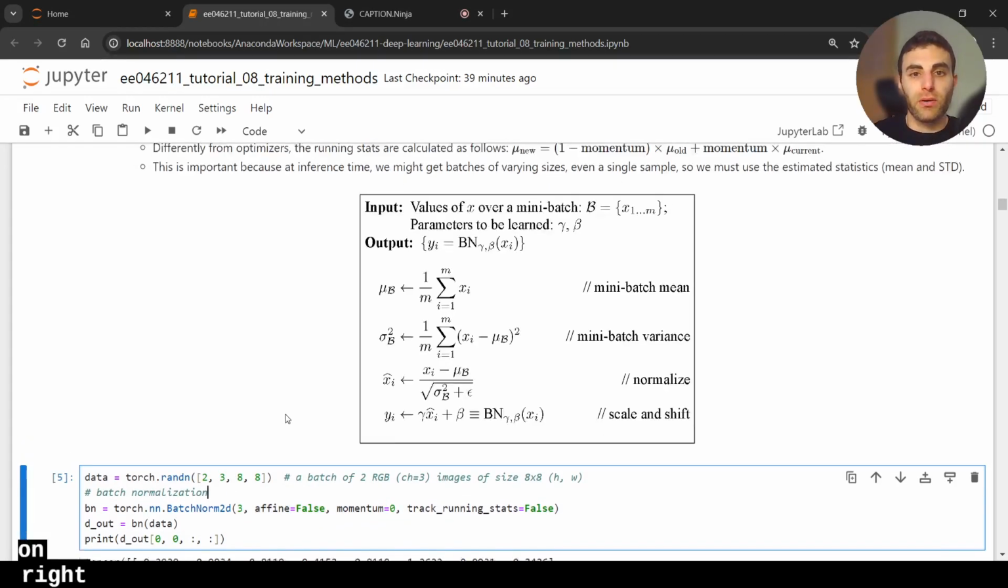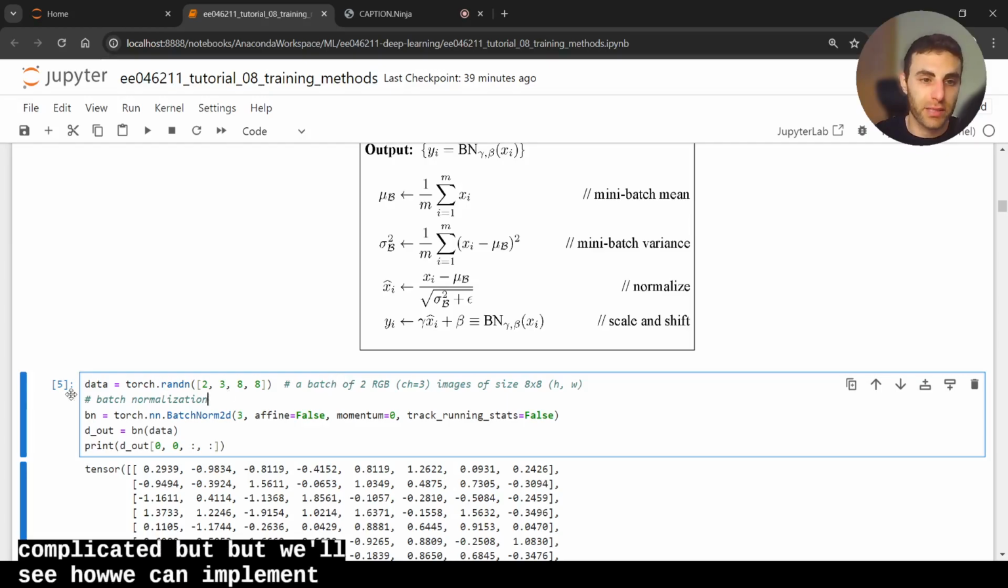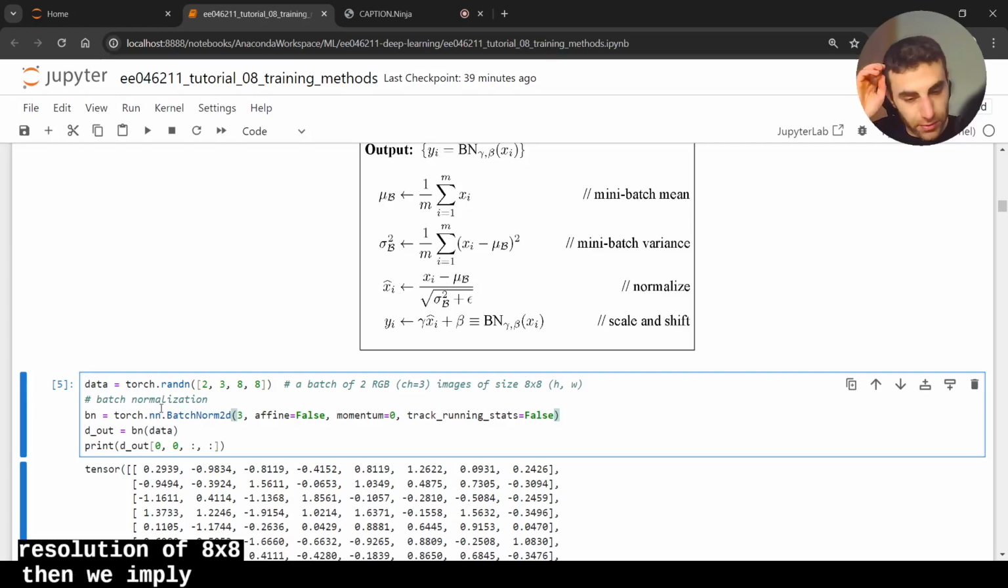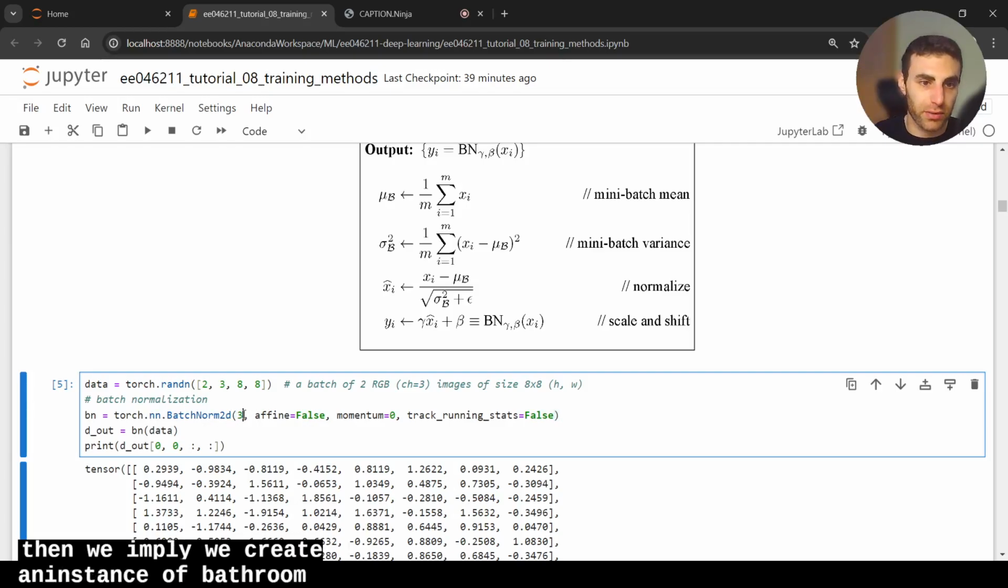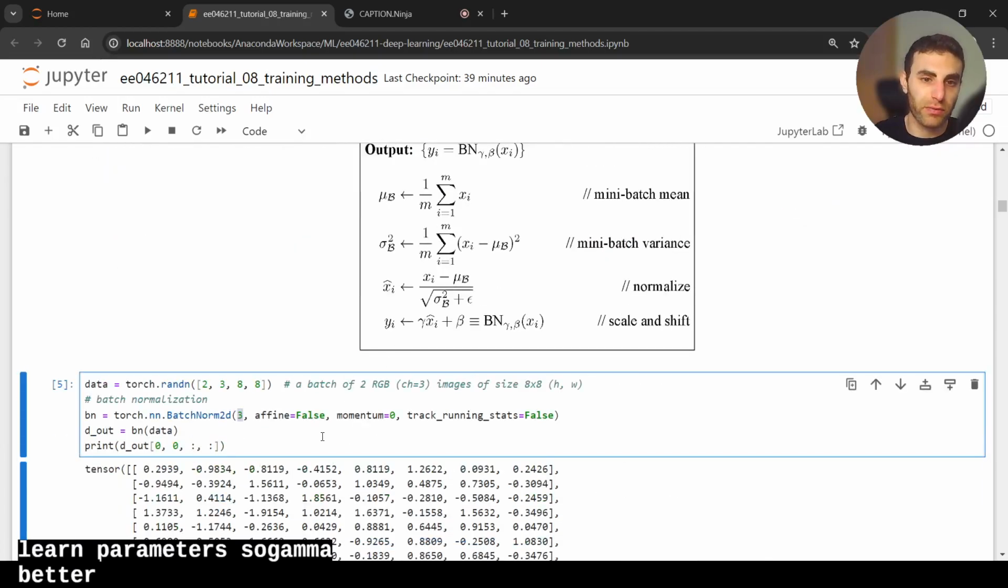Right. So let's see an example of how it works. Specifically, we'll take the case of 2D because it's a bit more complicated, but we'll see how we can implement it ourselves. So our data has a batch size of 2, right? And we have 3 channels and an image resolution of 8 by 8. Then we create an instance of batch normalization. Now, in this case, the input is the number of channels. This is important because the learned parameters, gamma and beta, are going to be of the same dimension as the number of channels. So we are going to have a shift and scale for each channel.